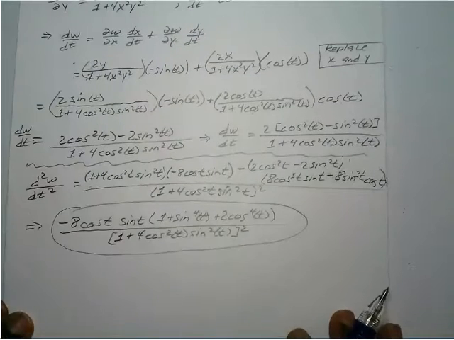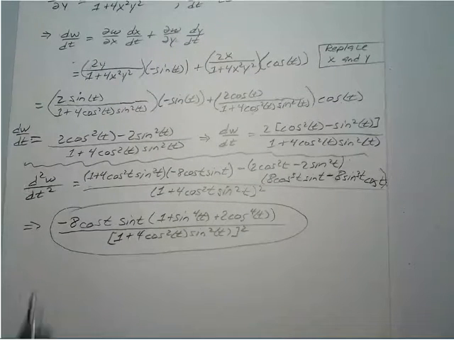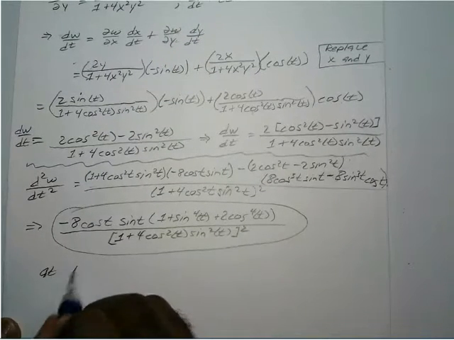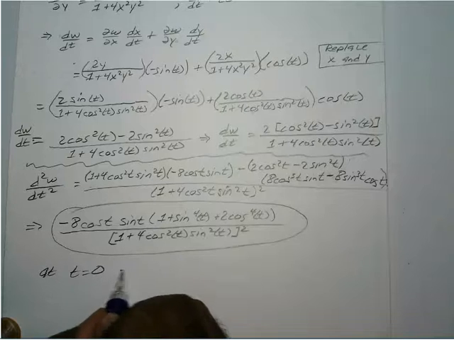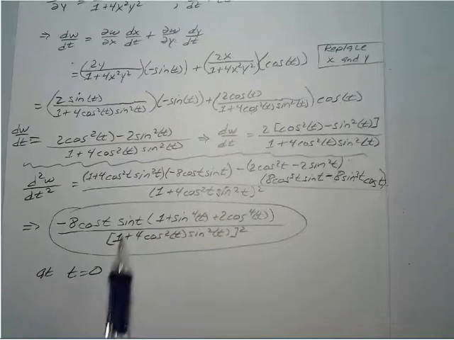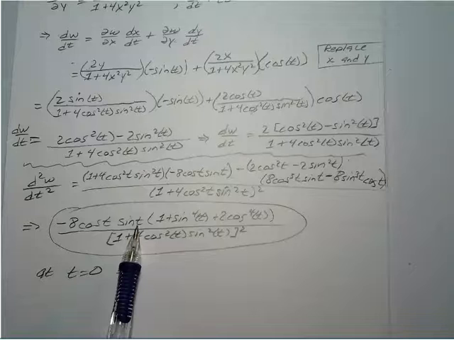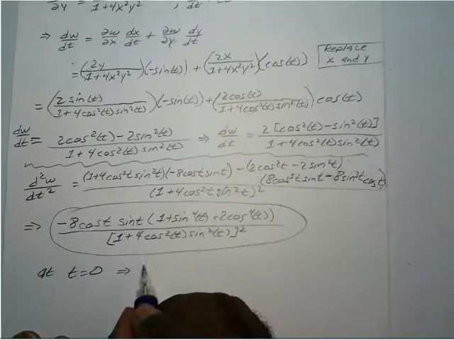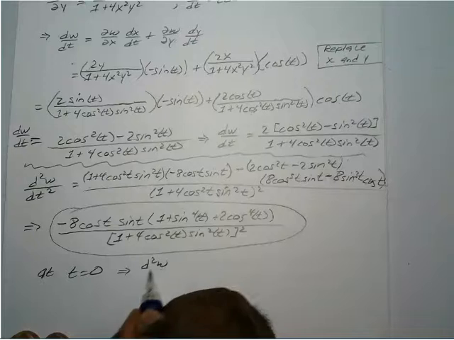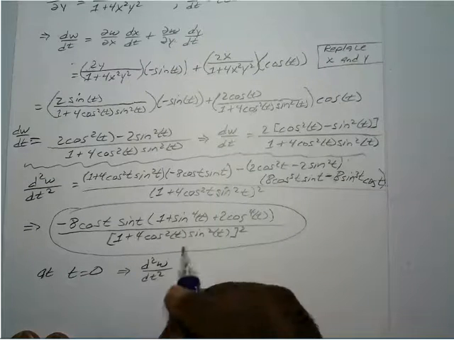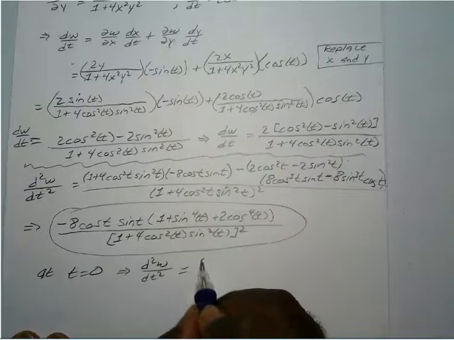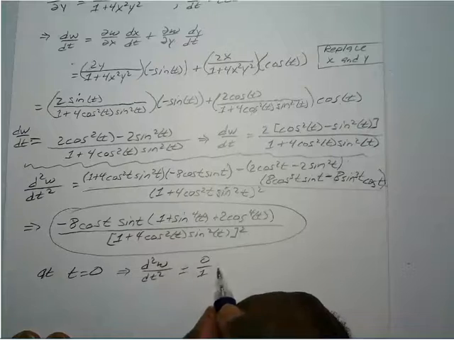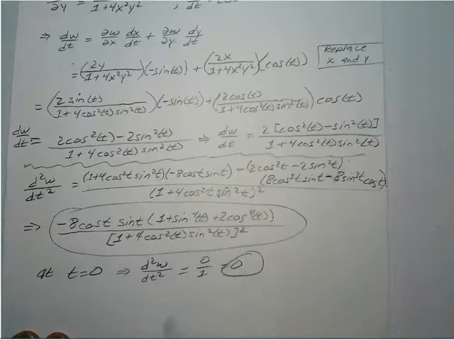Now, if you want to find it at t equals 0, sine of 0 is just 0. So you have 0 times whatever this is, it's still going to be 0. So it's 0 over 1, which is still 0.